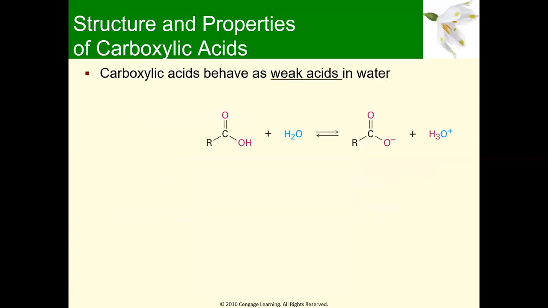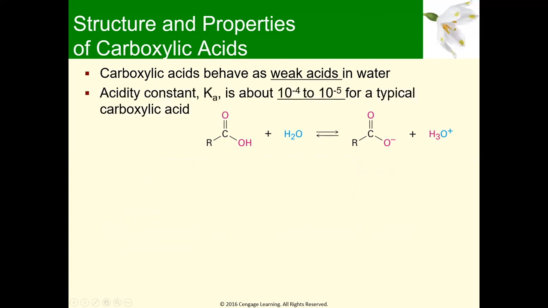Okay. So we've already kind of established this, and the name kind of gives it away, that carboxylic acids are acidic. They're weak acids. All right. So when you put carboxylic acids in water, when you mix the two together, you create some hydronium ions. Remember, that's the telltale reaction for acids. They create hydronium ions.